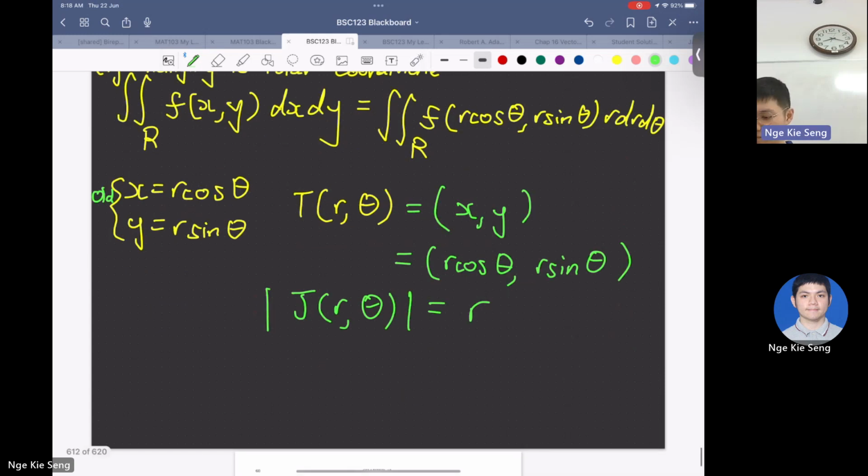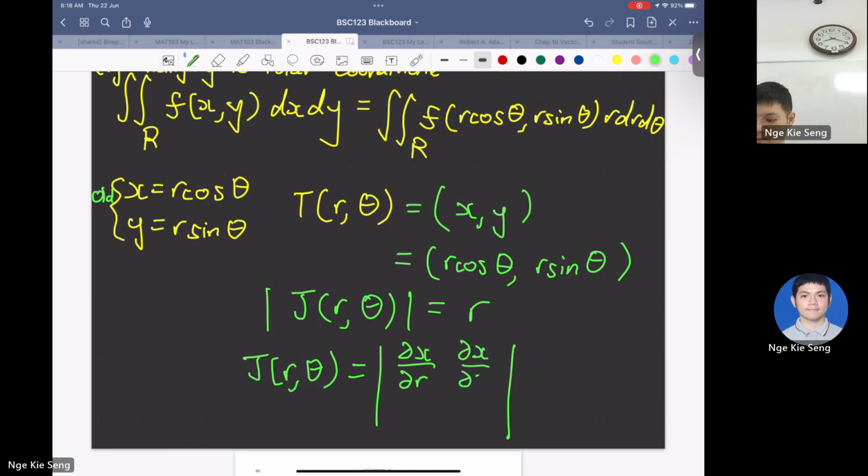So how do we do this? What is J of r, theta? Follow the definition I gave just now. This is the determinant of the partial derivatives of my codomain variable with respect to my domain variable: del x del r, del x del theta, del y del r, del y del theta. Is it correct? So I arrange the codomain variable in a column, then the domain variable in a row.